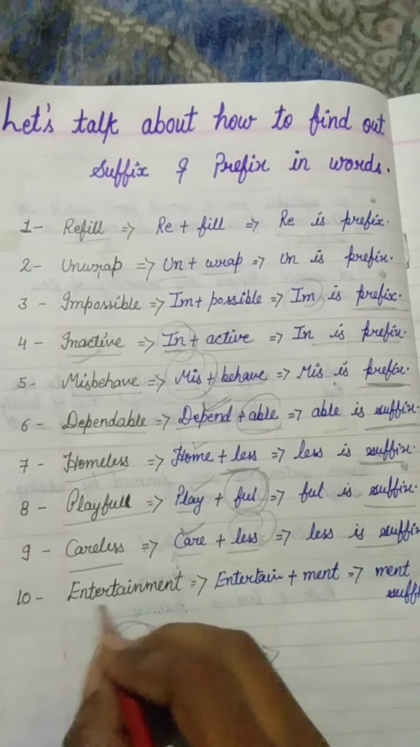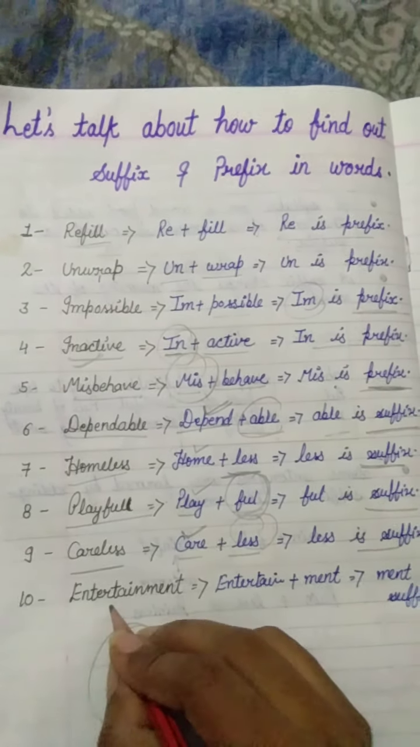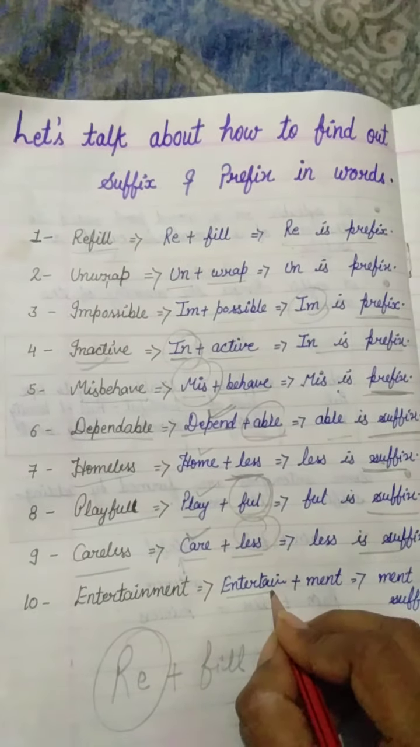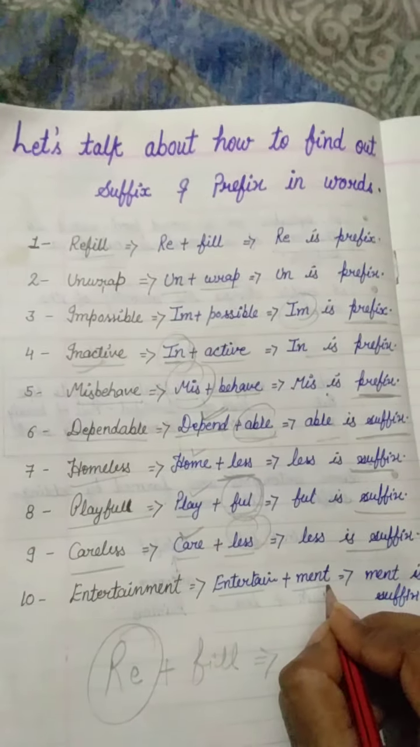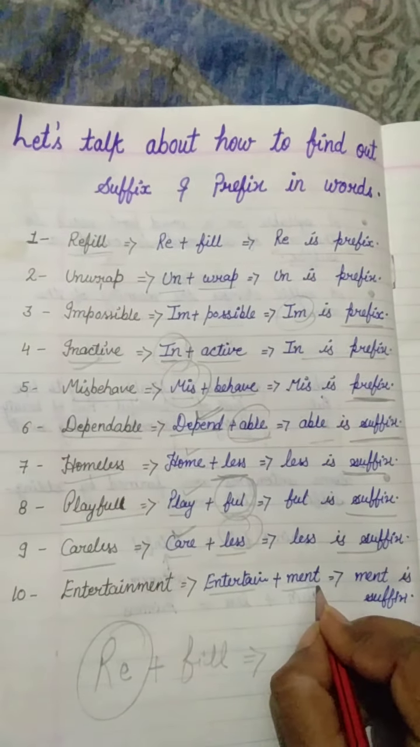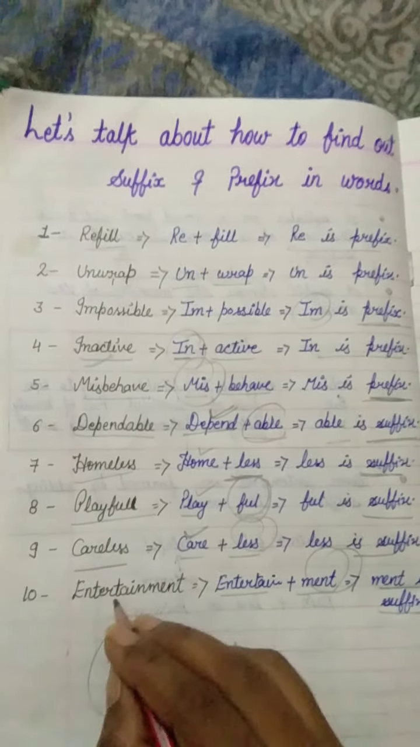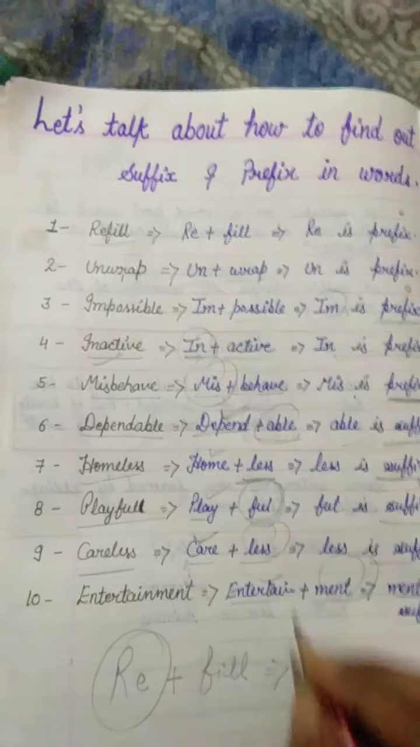Now next one is entertainment. Divide this word into two parts: entertain plus ment. Students, can you identify the suffix? Yes, ment. Ment is the suffix in the given word entertainment.